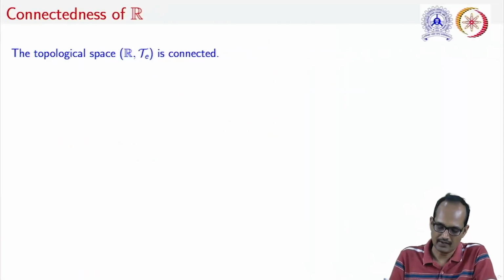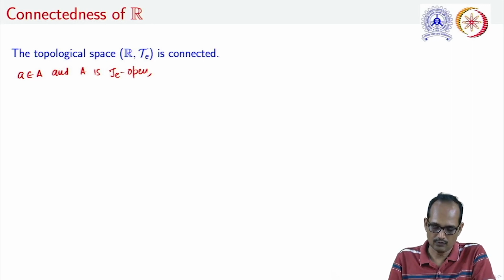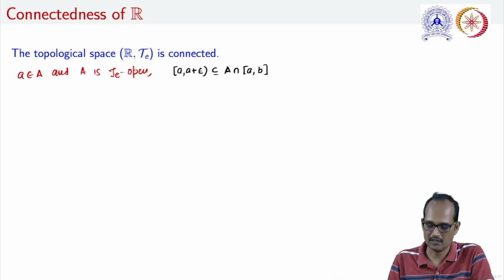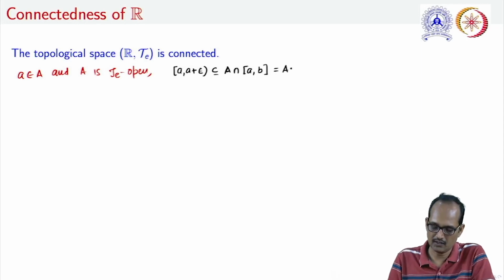Moving ahead, as we have taken a belongs to A, and it is to be noted that this A is open with respect to the Euclidean topology. Therefore, we can say that the semi-open interval [a, a + epsilon), epsilon greater than 0, is contained in the set A. Even if we choose some small epsilon, we can also say that this is a subset of A intersection the closed interval [a, b], which is nothing but A naught.